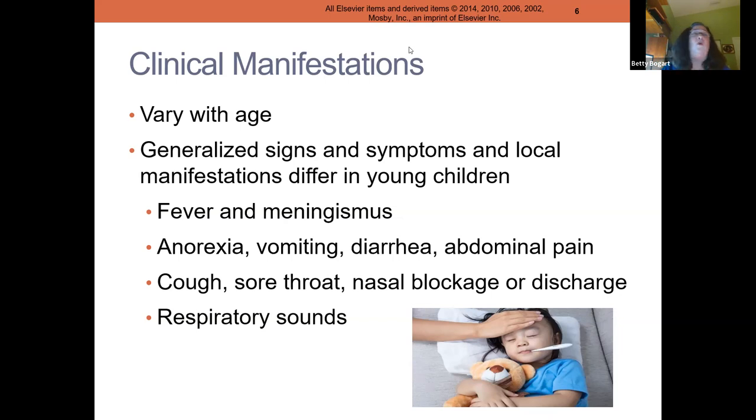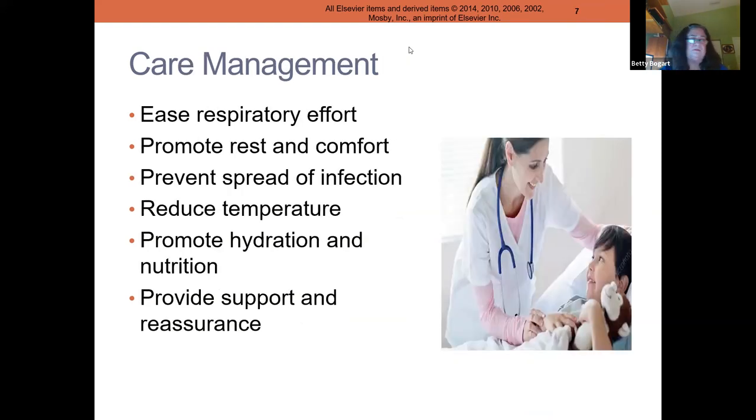So if you see them in the corner not playing right, take a temperature. Usually their temperature has gone up and you haven't realized it yet. So when we're dealing with respiratory illness, what is our goal? We see what's going on. We treat them with Tylenol or Motrin or antibiotics or aerosols, whatever. But what do we want? What is our goal? Well, we want them to breathe easier. We want them to be able to rest. And we want to try to teach them how not to get their germs everywhere. But that's hard with kids.